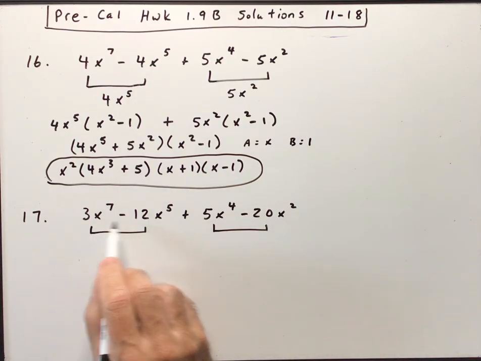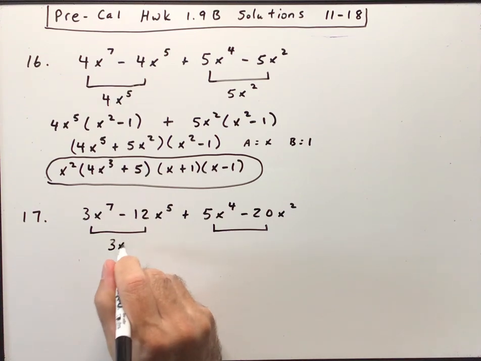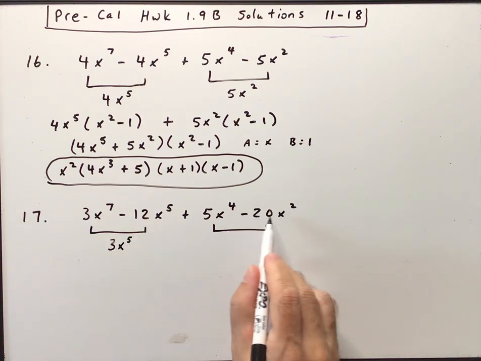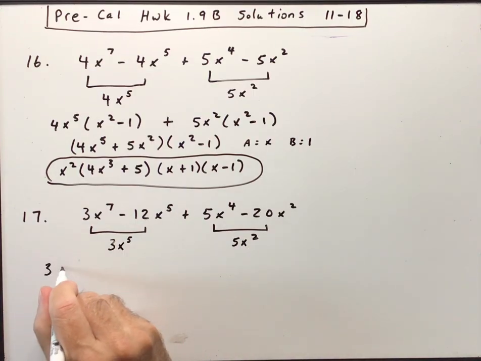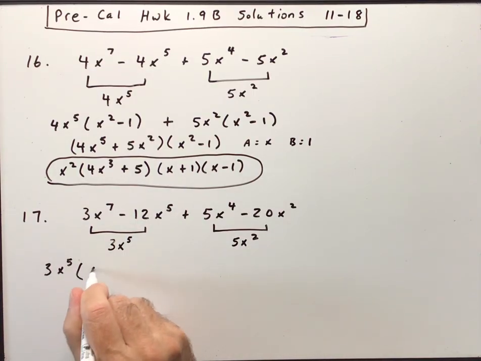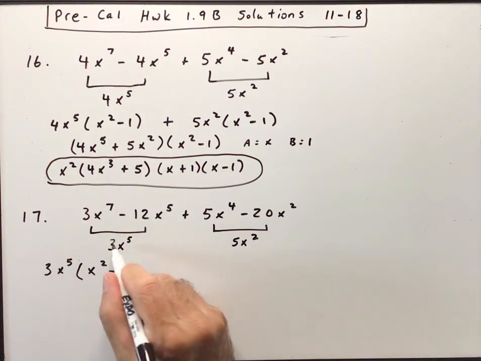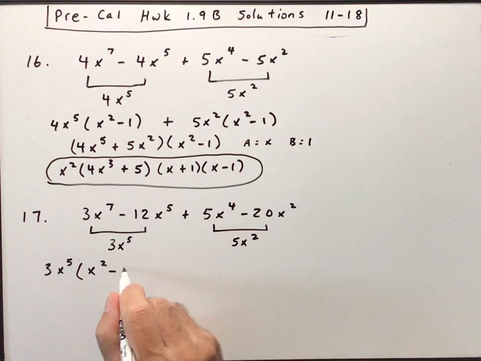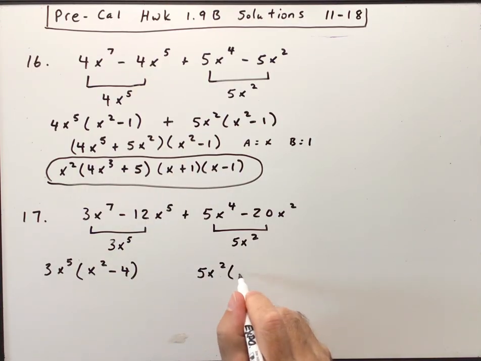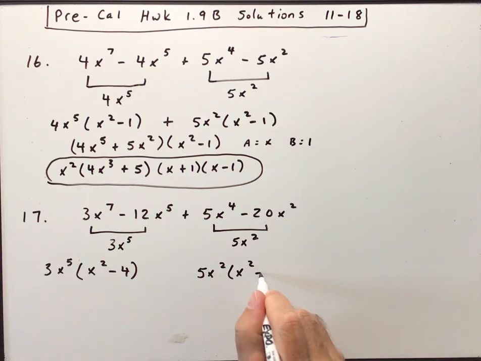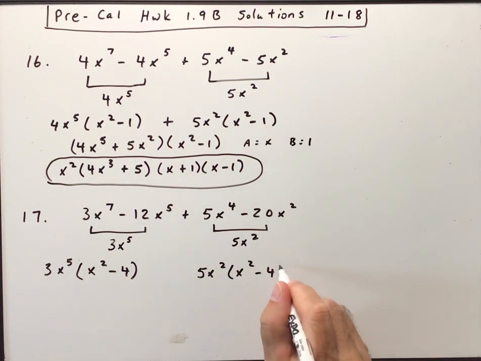All right, with a 3x to the fifth, we should be able to factor that out of that first group, and then a 5x squared out of the second group. So we've got 3x to the fifth, and what's left would be x squared minus 4, since 3 goes into 12 4 times. And then we would have over here a 5x squared, and that's going to leave x squared minus 4 again. Usually with grouping, of course, you want to have the parenthesis quantity to be the same, and 20 over 5 is 4, so that'll work.